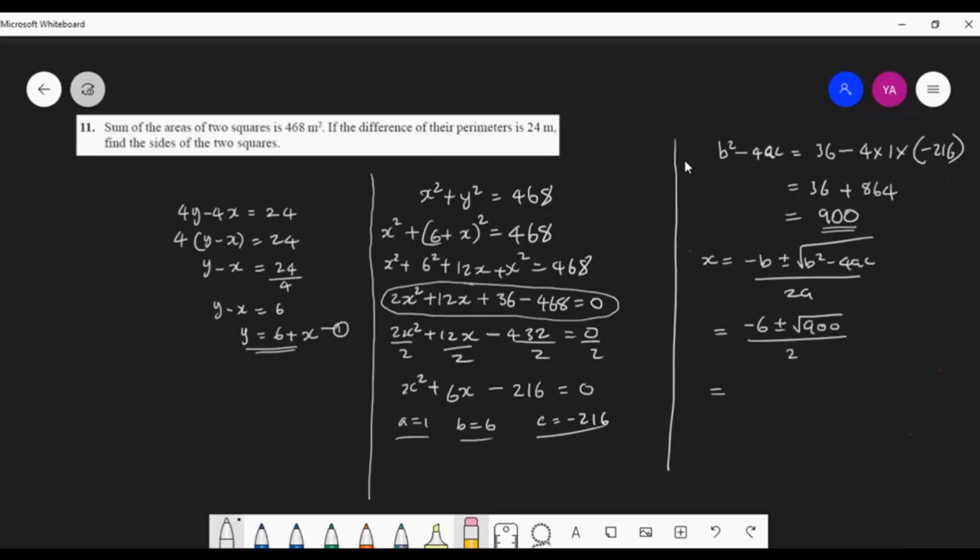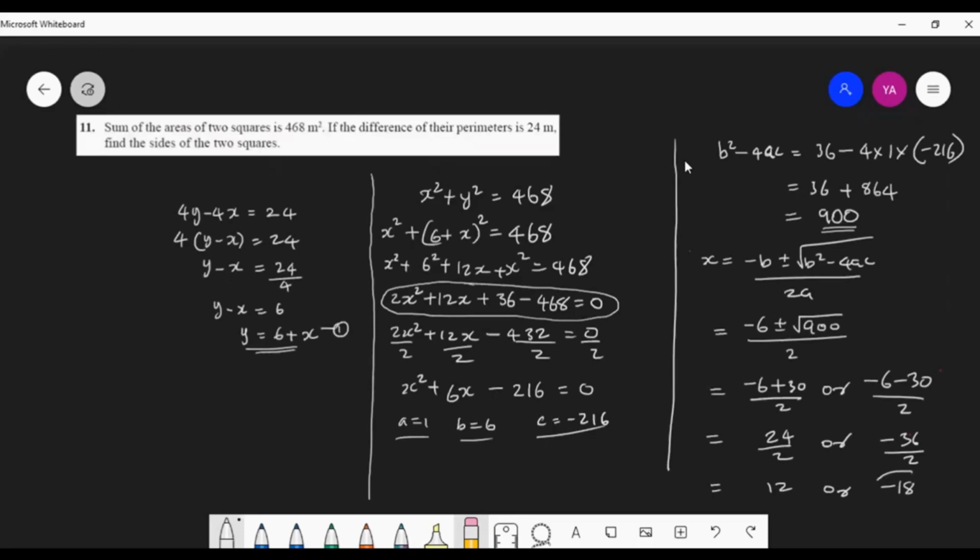Now you want to take positive plus root 900 and minus root 900 separately. So you'll get minus 6 plus 30 by 2, or minus 6 minus 30 by 2. So which are the values? 24 by 2, or minus 36 by 2. So 12 or minus 18.